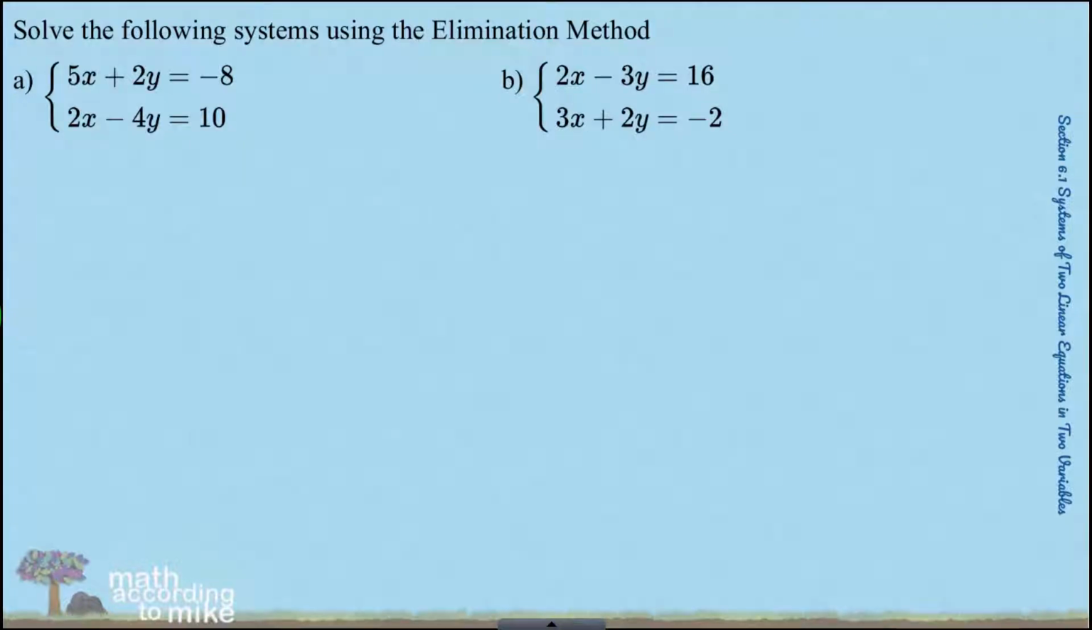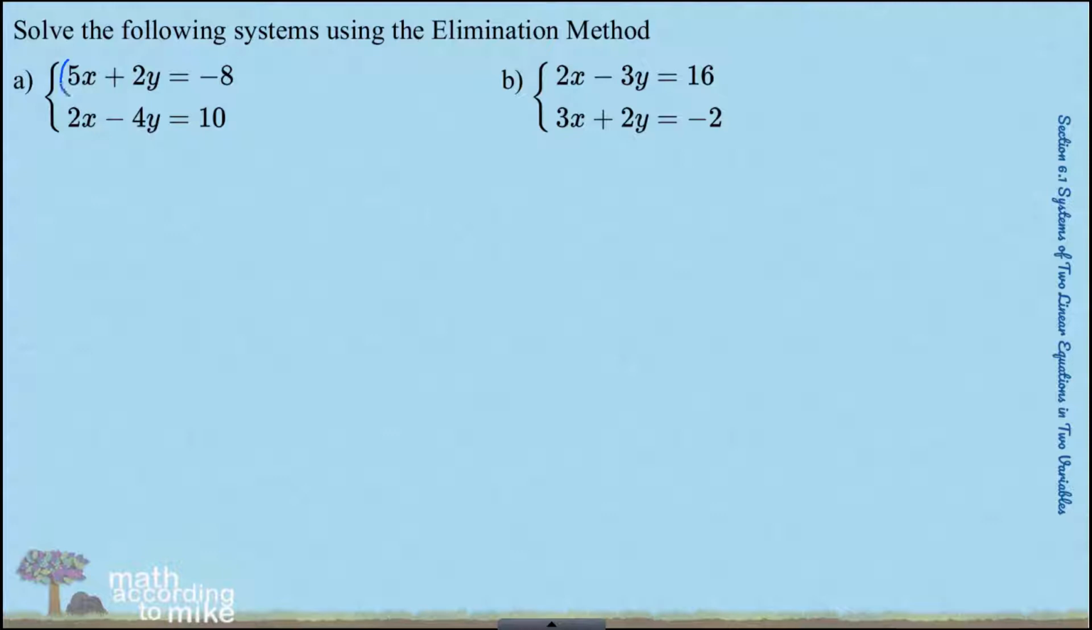We're going to solve the following systems using the elimination method. So with the elimination method, we're going to pick a variable to eliminate. You want to pick a variable that's easy to eliminate. For instance, 4 is a multiple of 2, so looking at the coefficients of y there, y would be easier because it's less work. So we need to have a positive 4y and a negative 4y so that when added, they would cancel out.